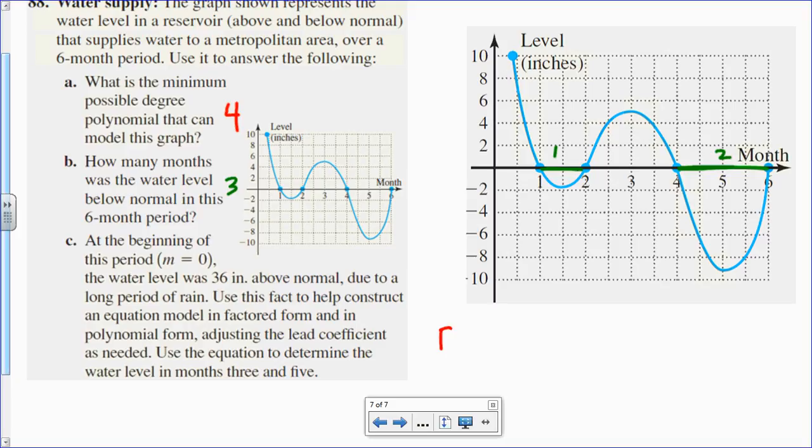So writing this out shouldn't be too bad. So if my 0 is 1, that's x minus 1. If my 0 is 2, that's x minus 2. All of these go straight through, so the multiplicity is all just 1. And then x minus 4, x minus 6. Okay, this is right, but I'm going to adjust this based on my variables. So I'm going to change my x's to m's, and I'm going to call this L of m for level. So I'm going to rewrite that.